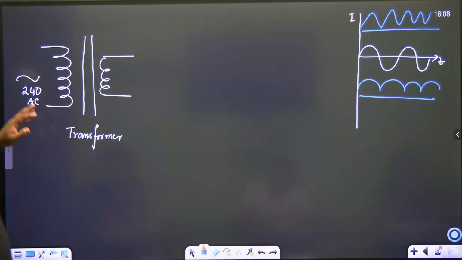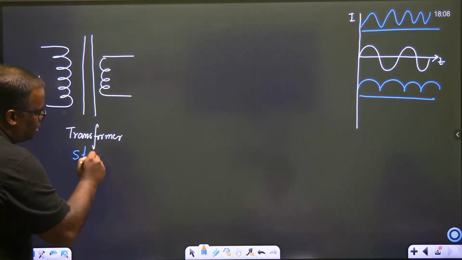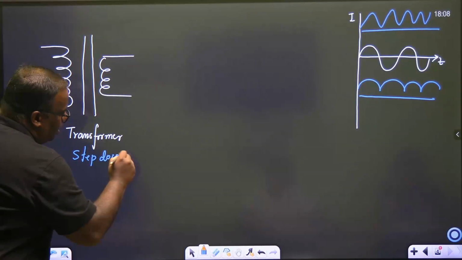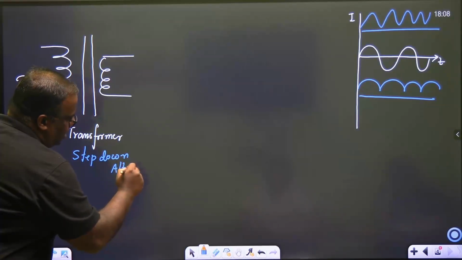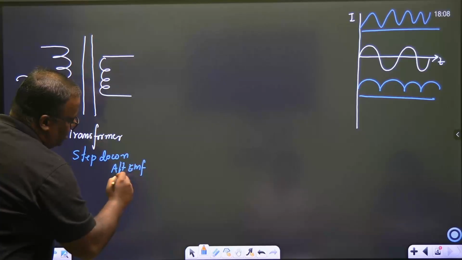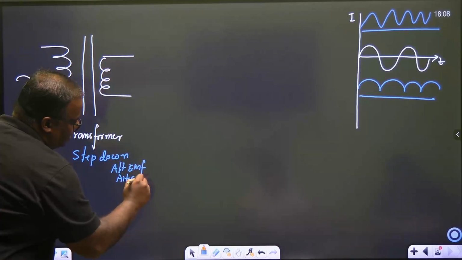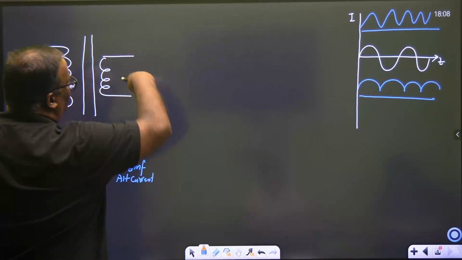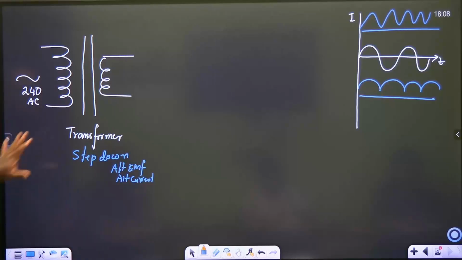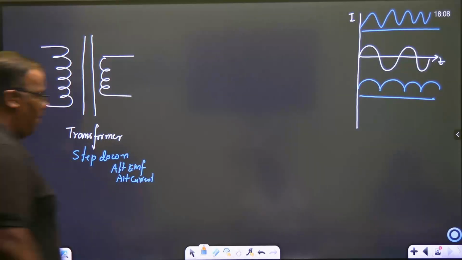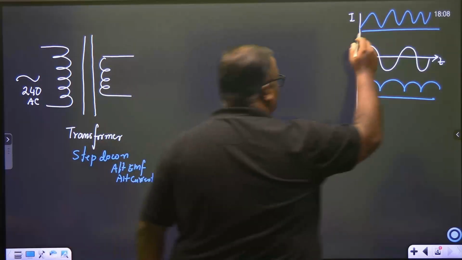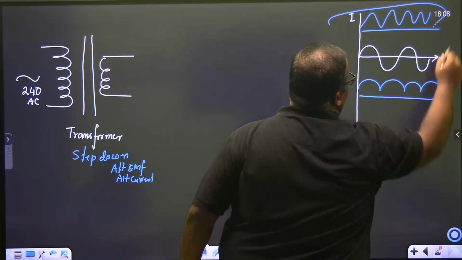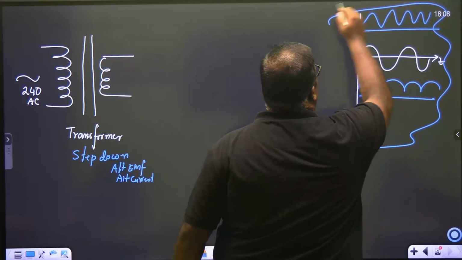So our first job is to reduce the voltage. The transformer will do what? The transformer will step down the alternating EMF, or you can say alternating current, whatever it is. Current flows whenever you connect a load across an EMF source. So this is what the transformer is going to do. I'll just erase this portion because here is where you'll see all the magic happening. So let me erase this part.